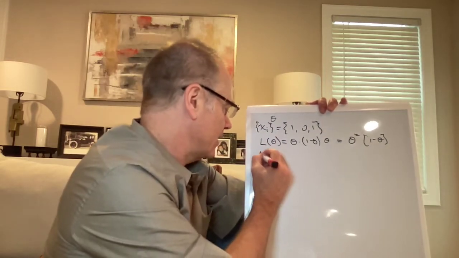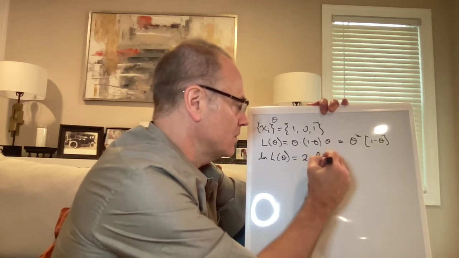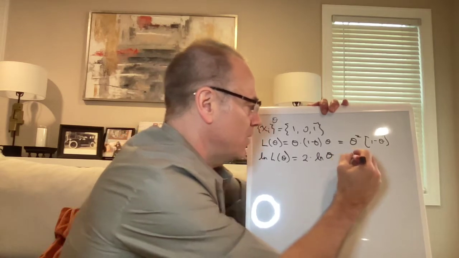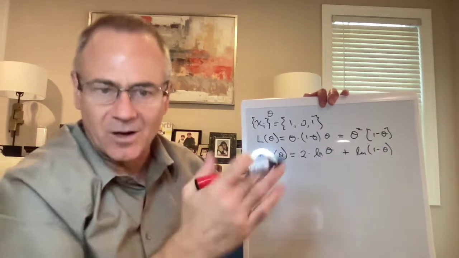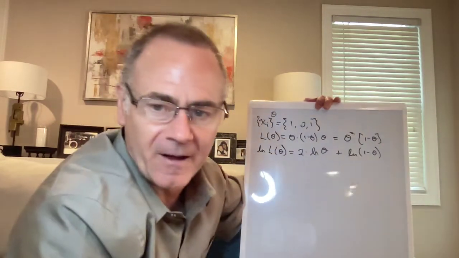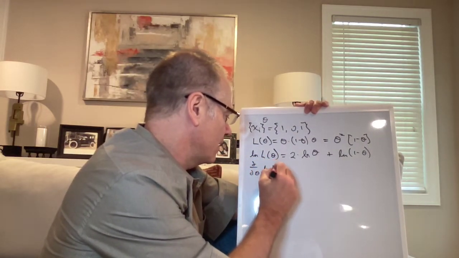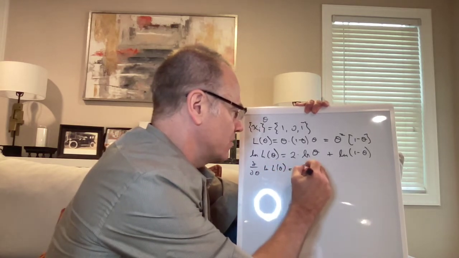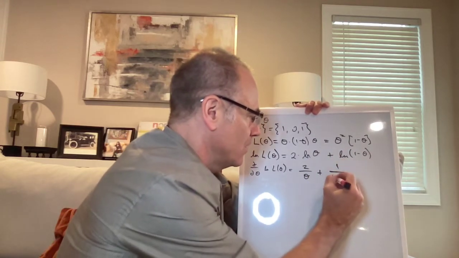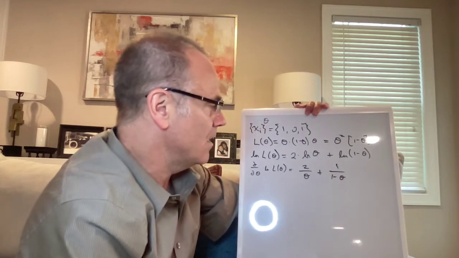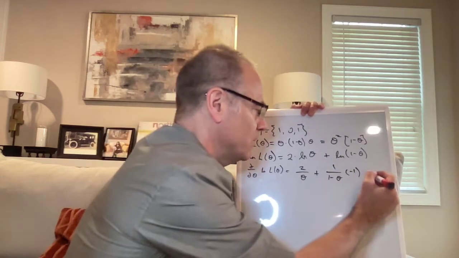So let's take log L of theta, and that is just going to equal 2 times log of theta plus log of 1 minus theta. Hopefully everyone remembers these log rules from freshman calculus. Now let's take the derivative with respect to theta of log L of theta. That just equals 2 over theta plus 1 over 1 minus theta times -1, because we have a negative theta there. We're going to set that equal to 0.